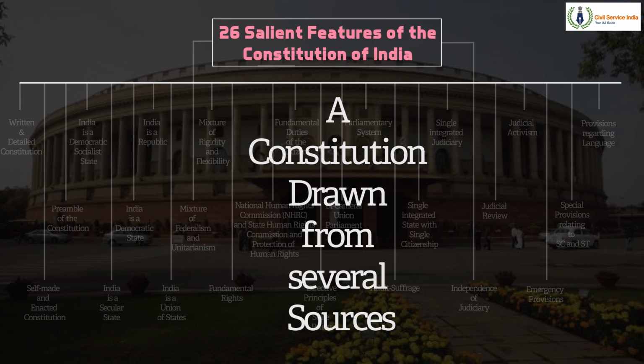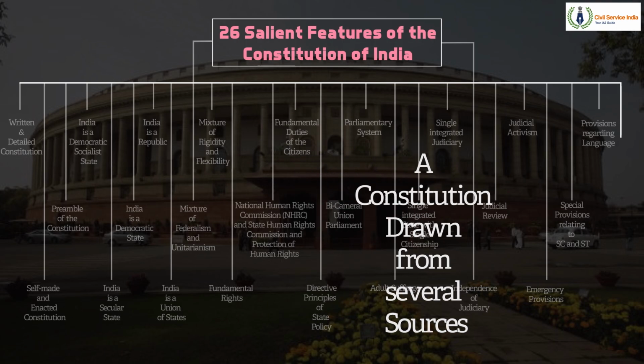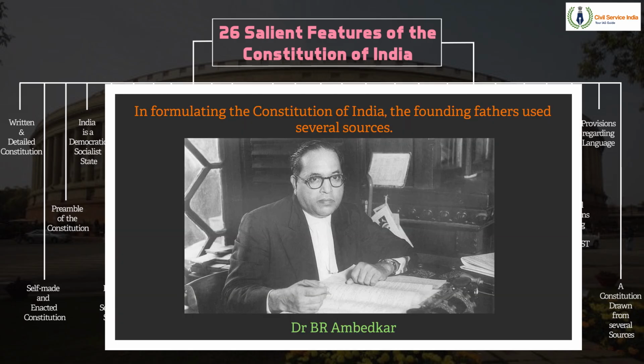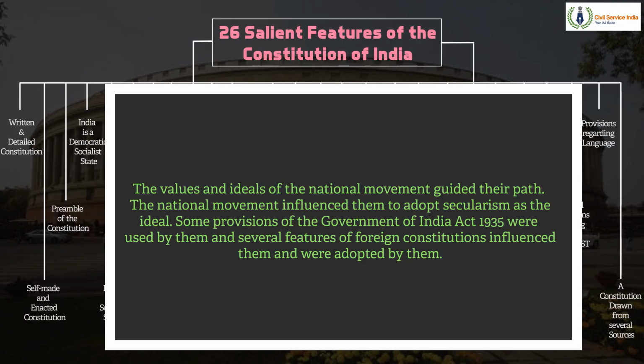A constitution drawn from several sources. In formulating the Constitution of India, the Founding Fathers used several sources. The values and ideals of the national movement guided their path. The national movement influenced them to adopt secularism as the ideal. Some provisions of the Government of India Act 1935 were used by them, and several features of foreign constitutions influenced them and were adopted by them.